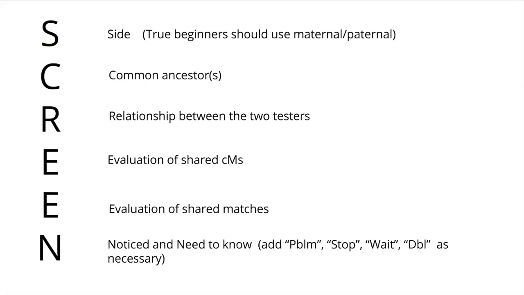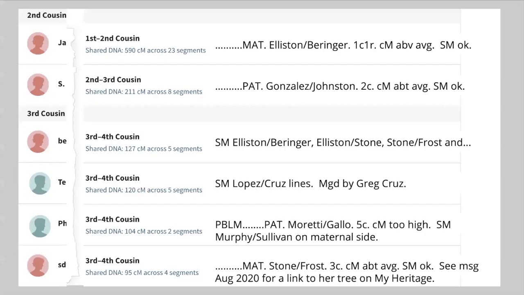The letter S stands for side in this beginner method. We want to document whether the match is related to you on your maternal or paternal side. In the advanced version, this S stands for something else, but for beginners, just stick with maternal or paternal. C is for common ancestor or ancestors. R is for the relationship between the two testers. E is for an evaluation of shared centimorgans. The next E is for an evaluation of the shared matches. And the last letter N is a kind of catch-all where we can include anything we noticed or things we need to know. We will also use words such as problem, stop, wait, and double, triple, etc. as necessary, and I'll show you examples of those.